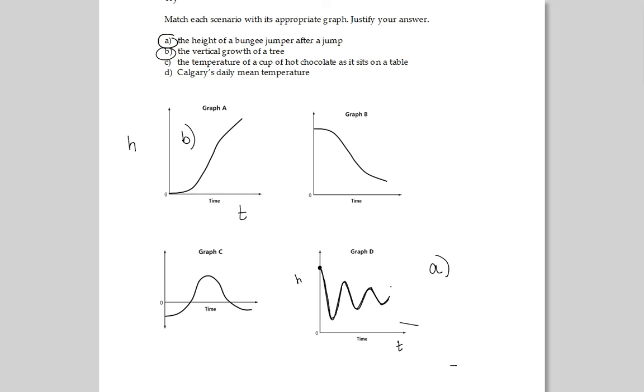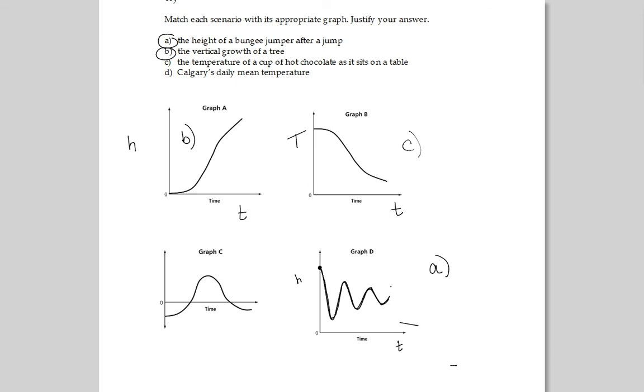Okay, so we got A and B taken care of. Now, the next one that was easier in a sense was the temperature of the hot chocolate. Because if this was temperature, capital T, and this was lowercase t, time, just listen up for a sec, guys. As time goes on, what happens to the hot chocolate? Yeah, it cools down. Yeah, losing energy to the surrounding system. All right. So that one is C.